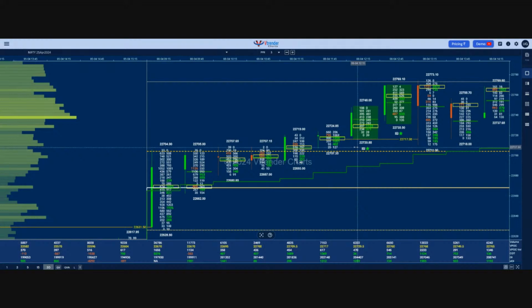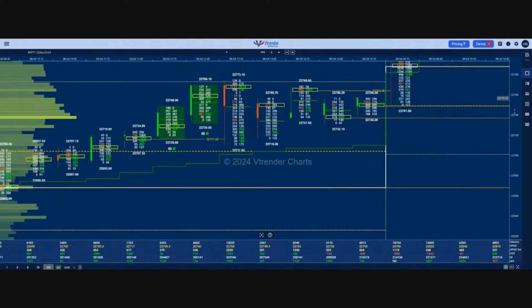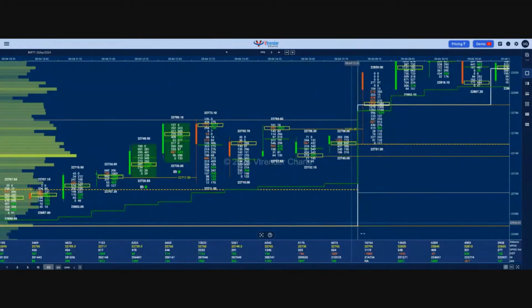This VWAP of this J becomes an important reference because we have made higher value there on the weekly time frame also. So this VWAP becomes an important reference, 22712, and then we look to remain long. And then comes the 9th of April, where we saw again some good reds in the morning, but we saw that A period buying tail.